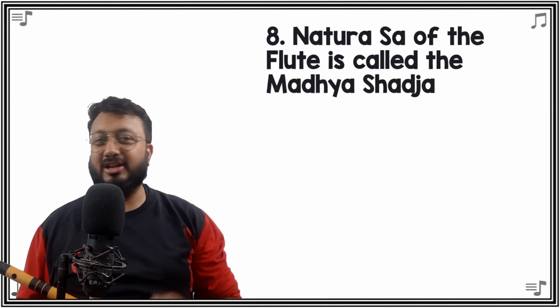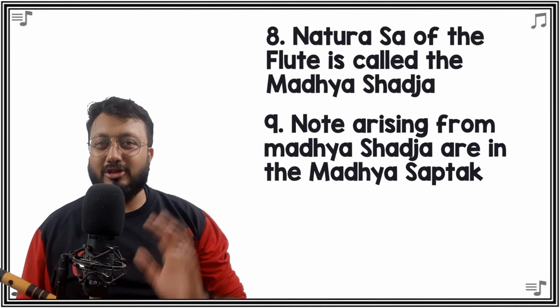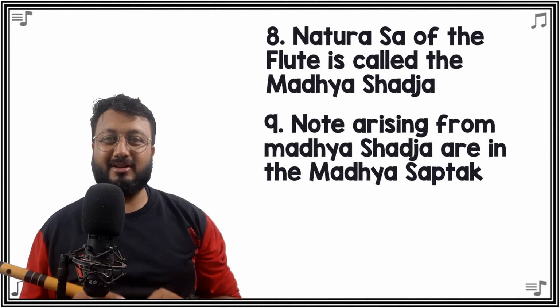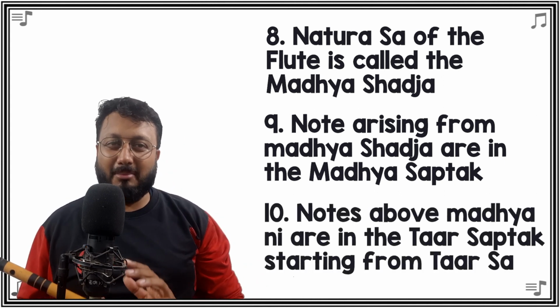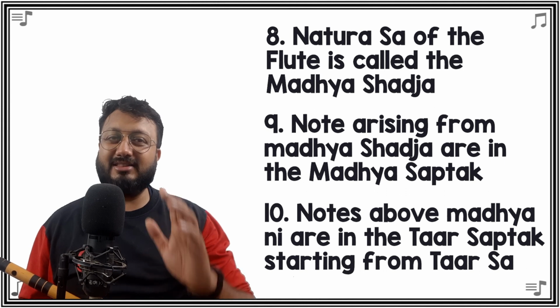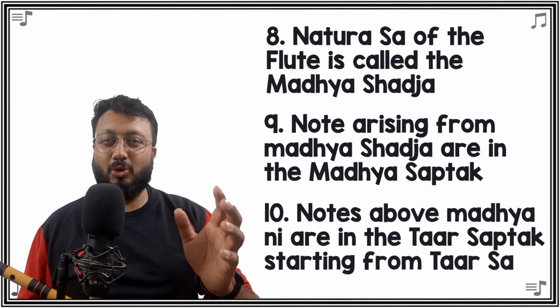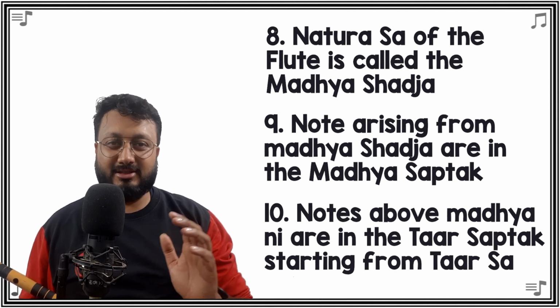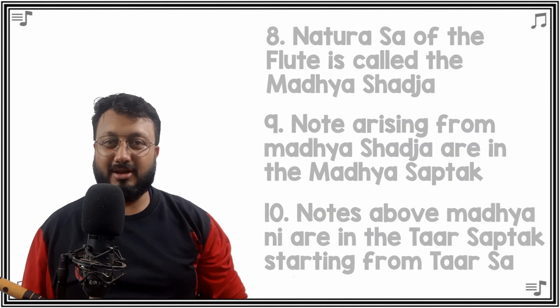The natural Sa of the flute is called the Madhya Shadja. And all the notes from the Sa till the Ni are called the Madhya Saptaka. The notes above the Madhya Ni are in the Tar Saptaka, and the notes below the Madhya Shadja are in the Mandra Saptaka, and they are called the Mandra Swara.